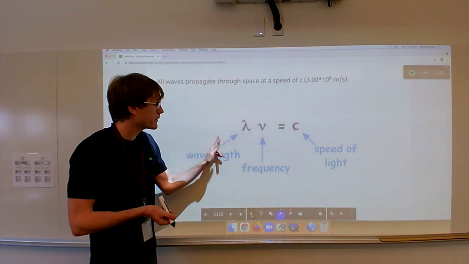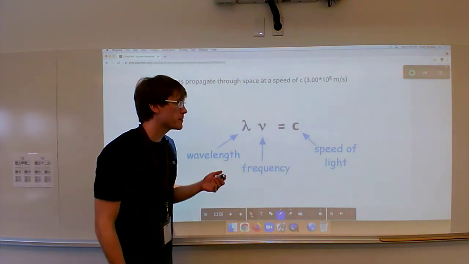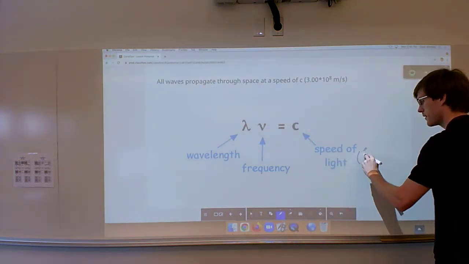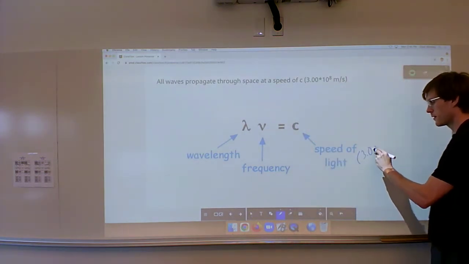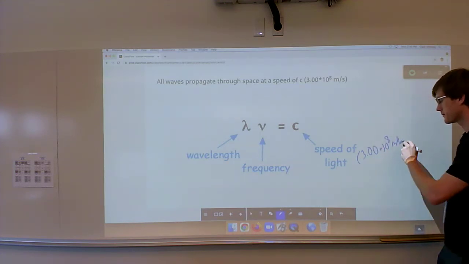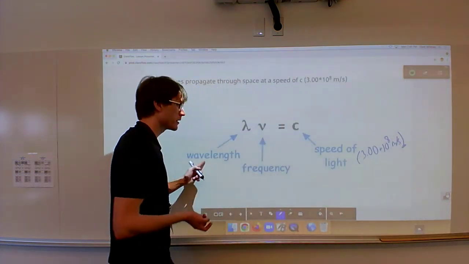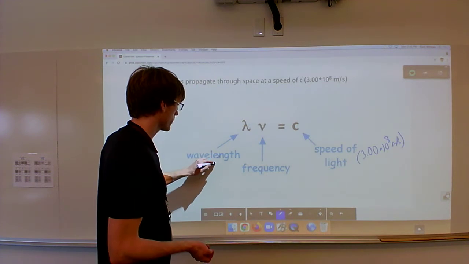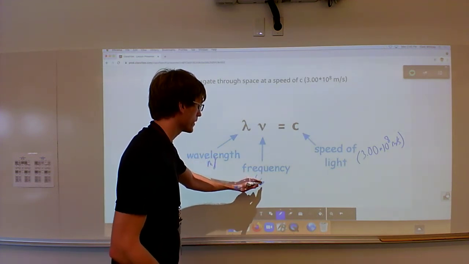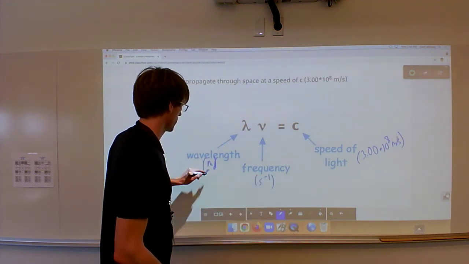So wavelength times frequency is equal to the speed of light. We will need to know what the speed of light is. That is 3.00 times 10 to the 8th meters per second. And wavelength is measured in meters, and frequency in inverse seconds. There we go.